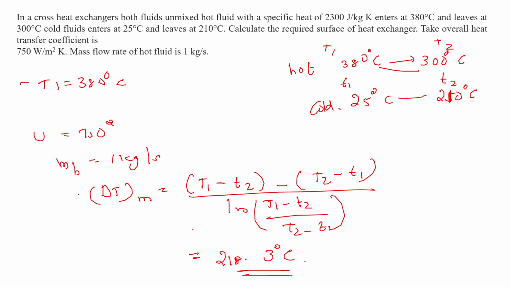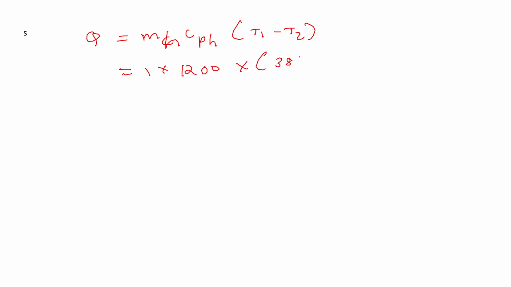So we got the LMTD. From the LMTD value, what we have to do is find the heat transfer Q. How can you find it? It will be mH, CPH and (T1 minus T2). So it will be 1 times 1200 times (380 minus 300). So it will be 184 times 10 to the power 3. So this will be the answer.